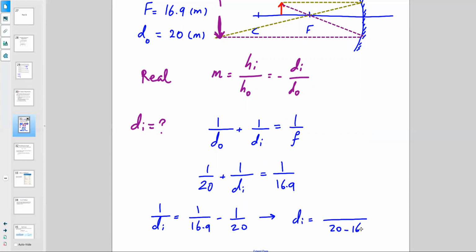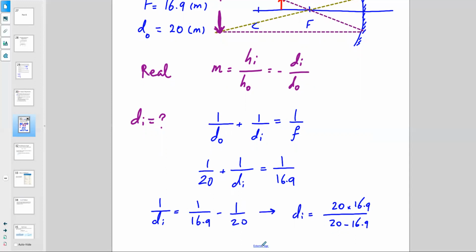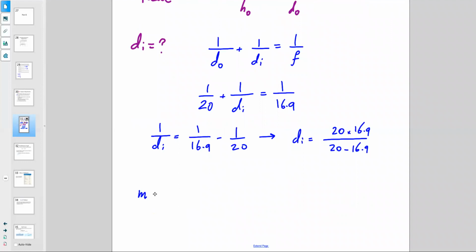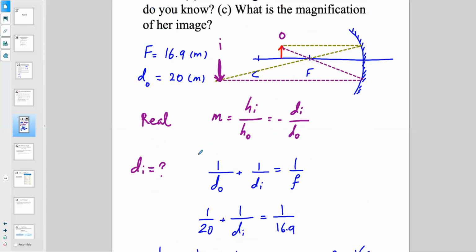20 minus 16.9, and on top I have 20 times 16.9. So once I have that, the magnification is negative di over do. So negative of 20 times 16.9 over 20 minus 16.9, over do, which is 20.